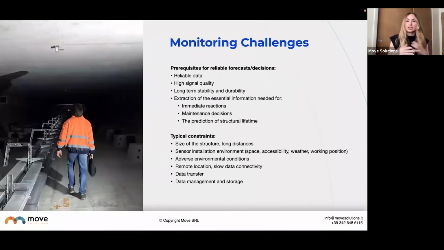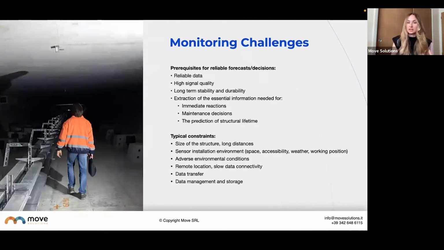And the monitoring challenges. At Move Solutions, we've really tried to look at all of the challenges that everyone has with monitoring. Typically, if you want to dynamically monitor a structure, it's a very expensive cabled system. It takes tons and tons of hours to install, very costly. You have to shut down traffic for days, or shut down buildings for days. It's not an easy task. So we've really looked at the challenges and have tried to solve all of the challenges that we could solve.